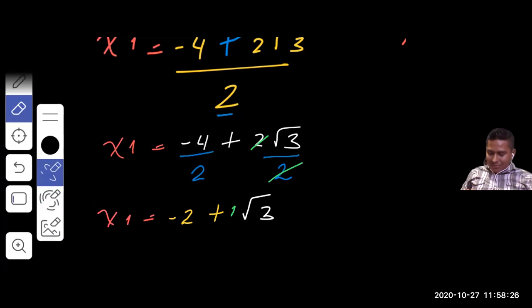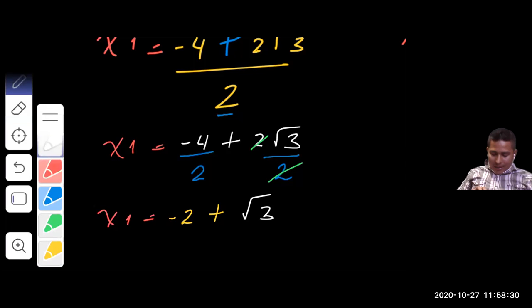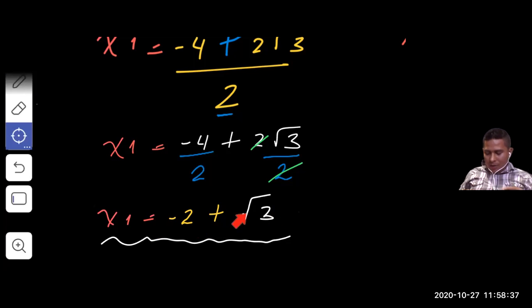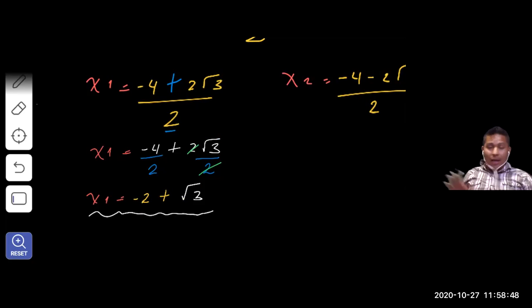Guys, this one is unnecessary here. We can leave it like this. And this is going to be my first answer: -2 plus square root of 3. You can use the decimal form again, but we're not going to do it like that. In this case, guys, I just want to remind you of the idea of the radical properties. We have to keep that in mind. Any questions so far?